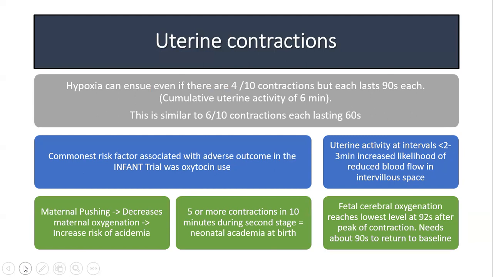When you're having 5 or more contractions in 10-minute intervals in the second stage, the risk of neonatal acidemia is increased. We know that fetal cerebral oxygenation reaches its lowest level at 92 seconds after peak of contraction. We need at least about 90 seconds to return to baseline.